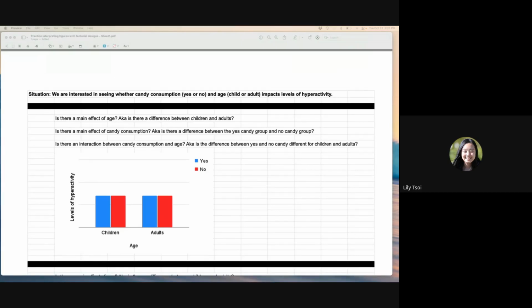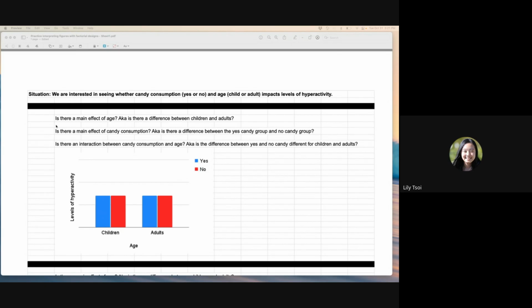All right, so I've created a couple of different figures to help you interpret main effects and interactions that more closely aligns with the discussion post assignment for this unit. So let's imagine we have a situation here where we are interested in seeing whether candy consumption and age impacts levels of hyperactivity. So the way I want you to break down this situation is in terms of three questions.